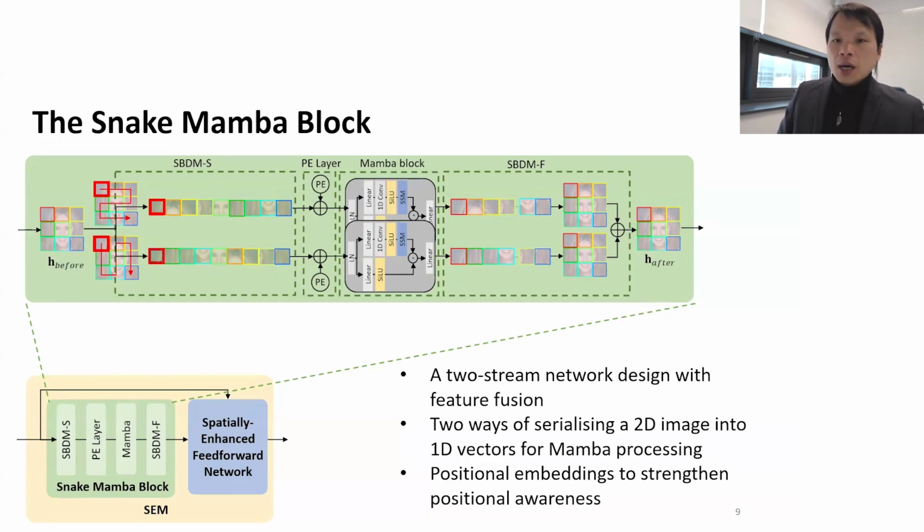But at the same time, because we have two streams, we'll be able to introduce two ways of serializing a 2D image into two 1D vectors for Mamba processing. We further introduce positional embeddings to strengthen the positional awareness.